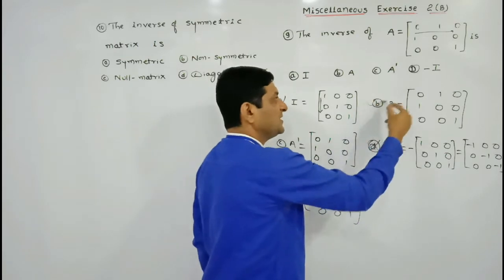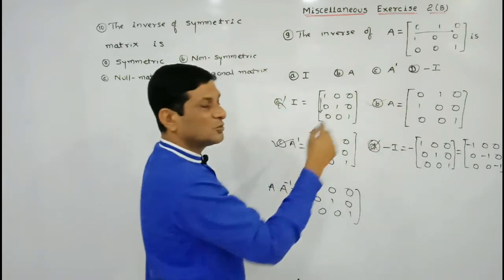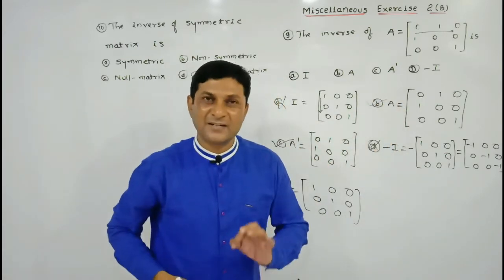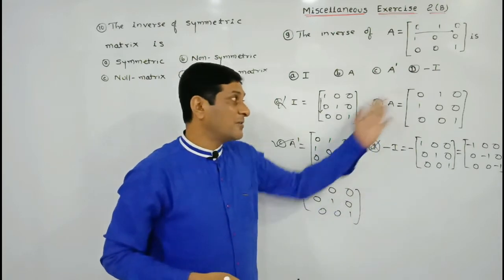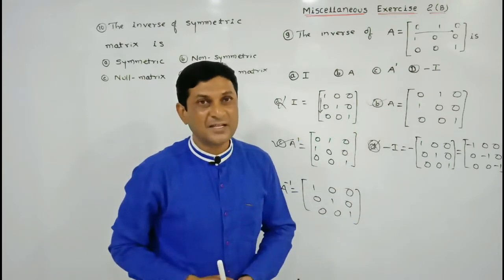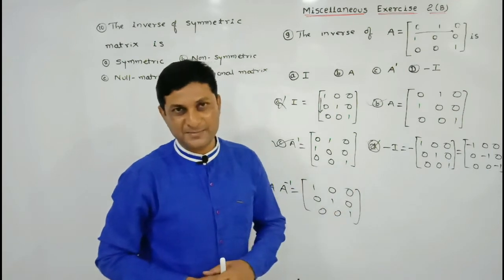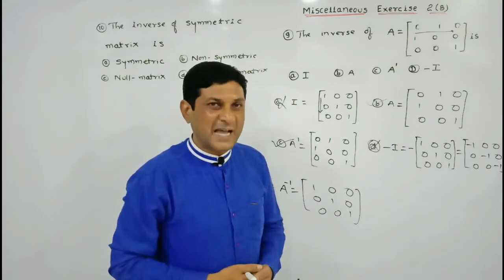So here in this case two options satisfy the condition, that both the matrices are inverse of the given matrix. Might be possible that mistakes happen here.